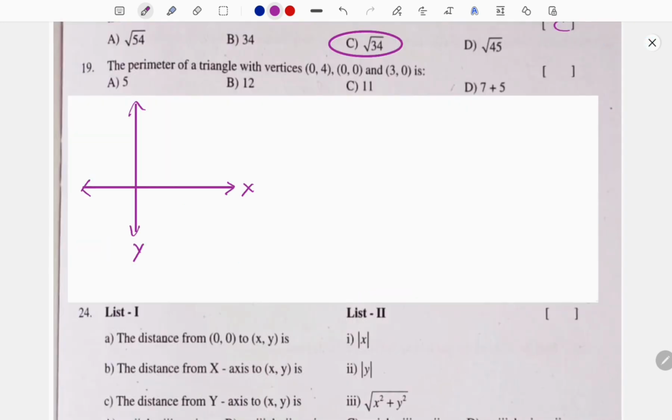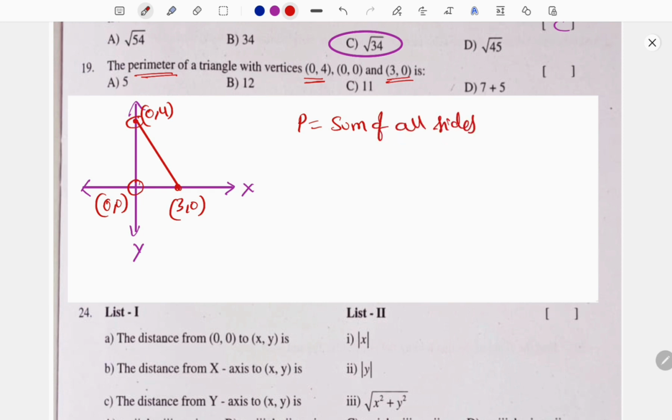Now the 19th question: the perimeter of the triangle with the vertices 0, 4, 0, 0 and 3, 0. Here 0, 0 is the origin. The next point, 0, 4, is on the y-axis. And 3, 0 is on the x-axis. Now we can join these points and we get a triangle. The question asks for the perimeter of the triangle. Perimeter means the sum of all sides.